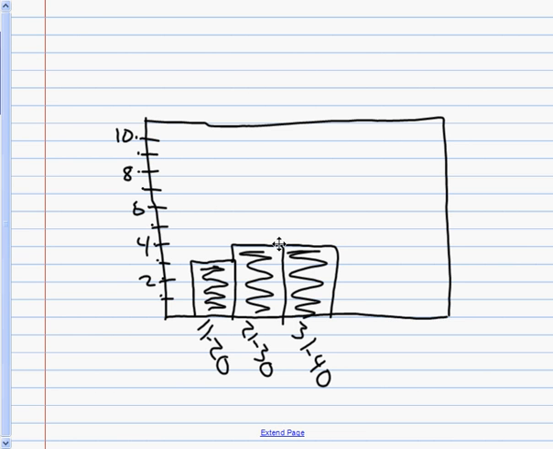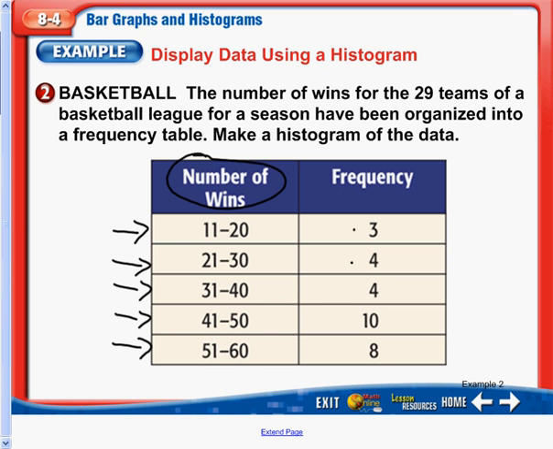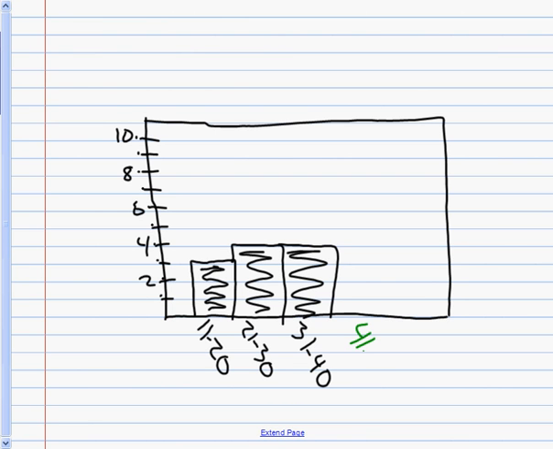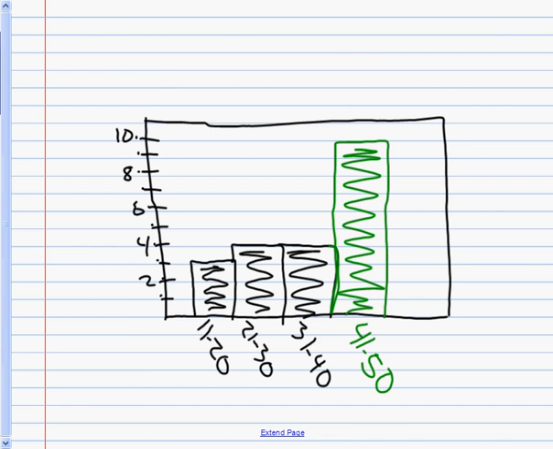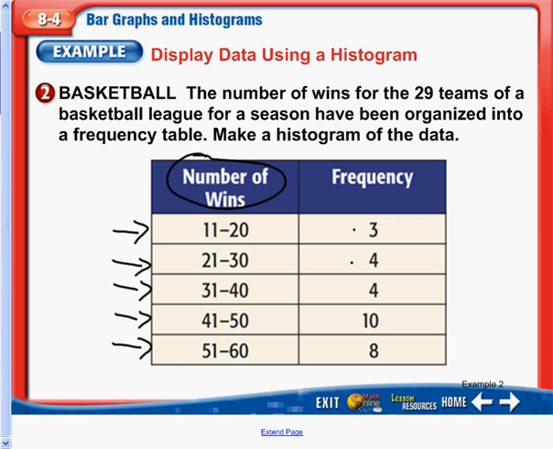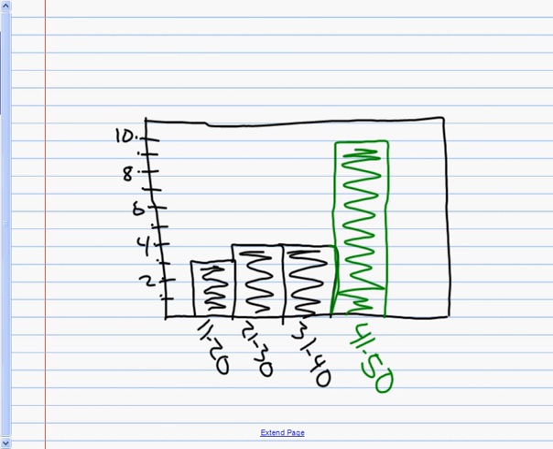And then we'll switch colors here. Our next one, 41 to 50, is going to be 10. So this is our real high one. So I've traced down the side here, go all the way up to 10. And lastly, we have 51 to 60 with 8. And there is a histogram.